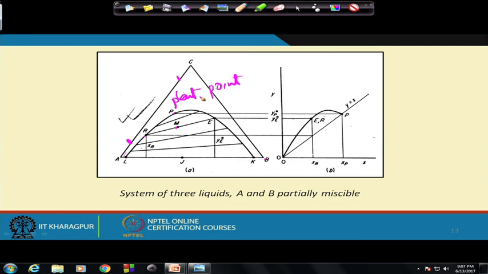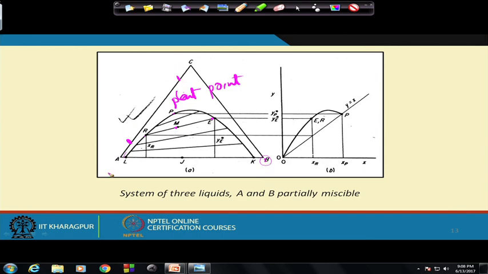So, therefore, in this particular case, the solution of C in B is much richer as compared to the solution of C in A. This is also denoted by this particular phase diagram, which automatically suggests that C has a higher affinity for B, and therefore, B can serve as a proper solvent for extracting C from A.